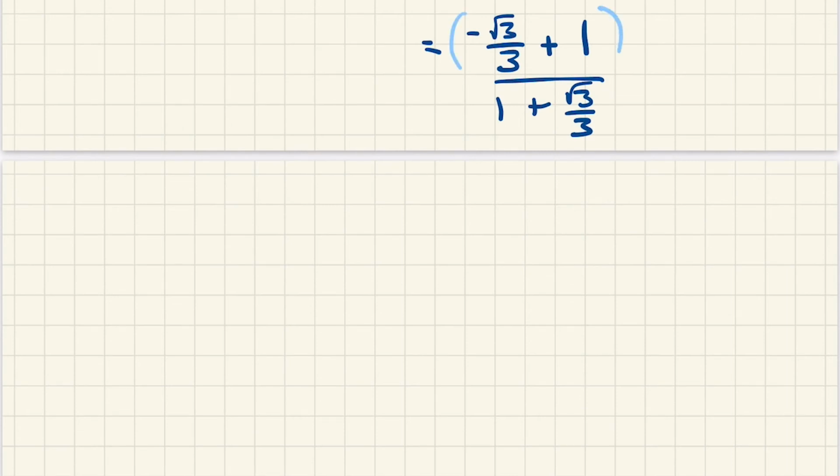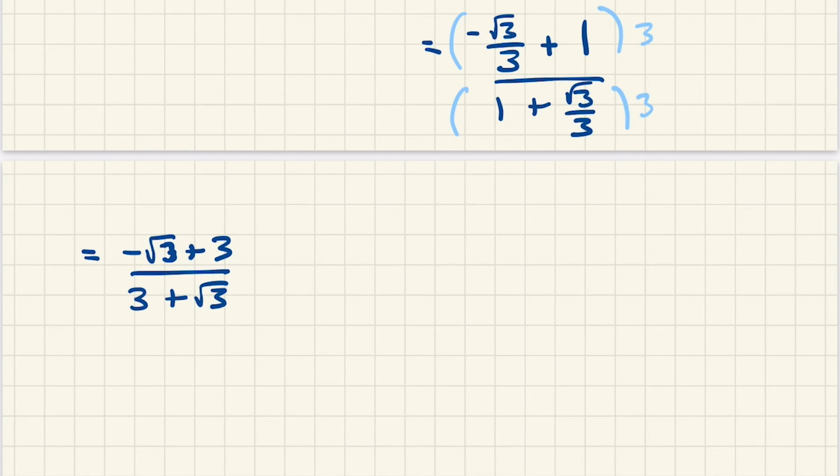So if we multiply the top and the bottom by 3, which is the mini denominator within these little mini fractions, then when the 3 distributes to everything, it's going to clear out those fractions. So we're going to get negative rad 3 plus 3 over 3 plus rad 3. All right, so now we need to rationalize this because we have a radical in the denominator.